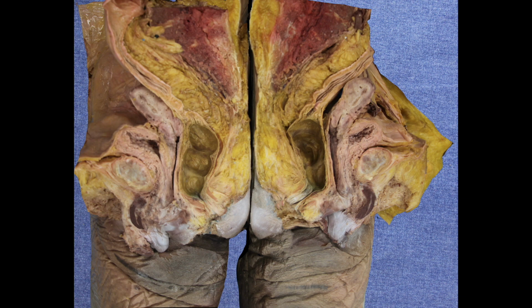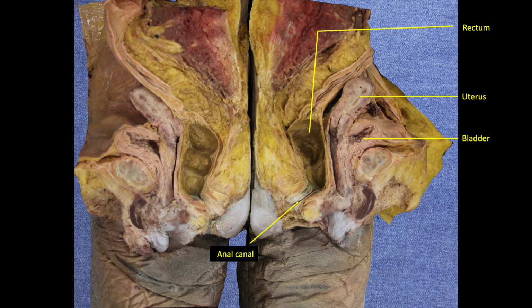Both pelvic halves have now been reflected. Let's get oriented and label pertinent structures. The uterus is apparent, as is the bladder anteriorly. The rectum is cut open and clearly evident posterior to the uterus, leading to the anal canal. The bony sacrum helps form the posterior boundary of the pelvis, and the pubic symphysis the anterior boundary.